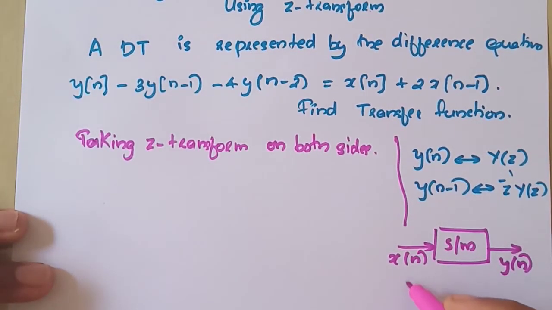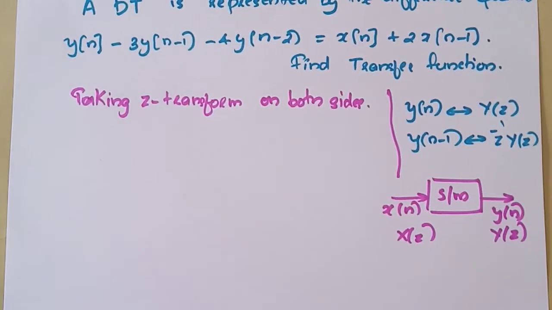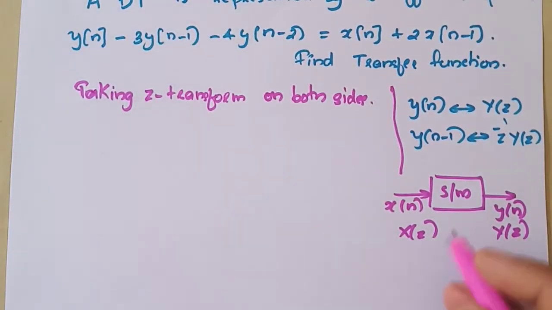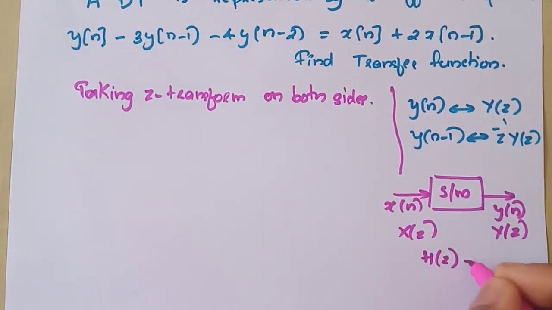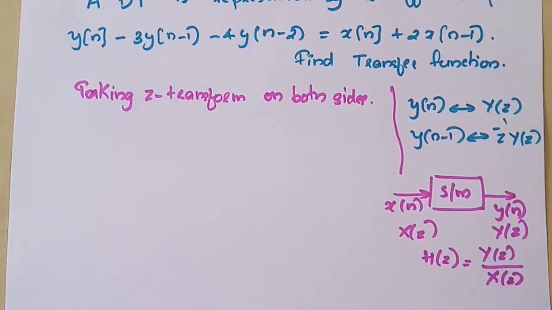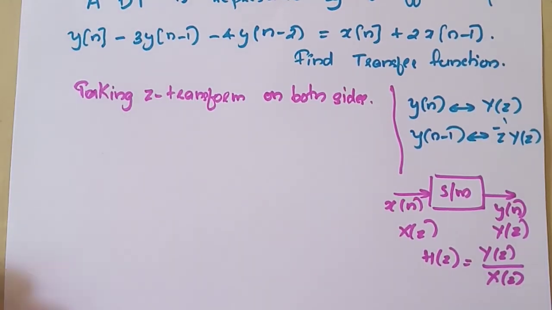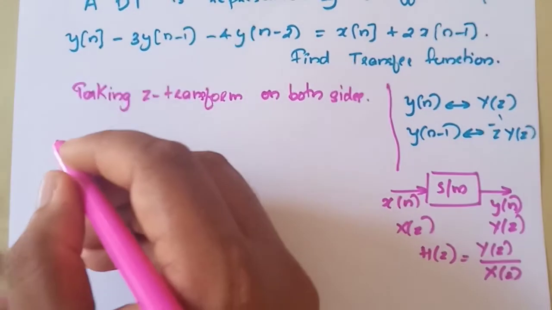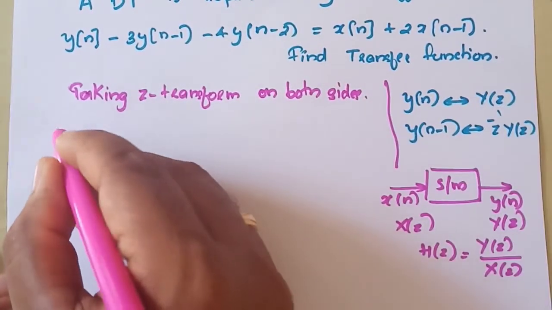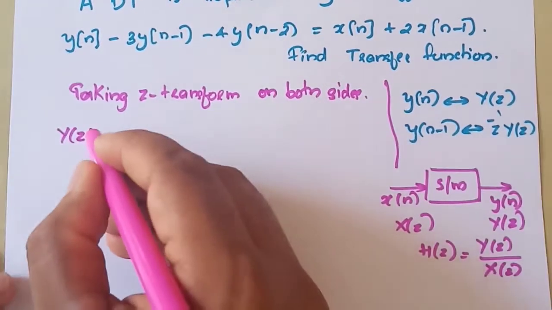Z transform of x of n is represented by capital X of Z, and Z transform of y of n is represented by capital Y of Z. We know that by definition H of Z, the system function, is equal to Y of Z divided by X of Z. So we are taking the Z transform of the given difference equation.